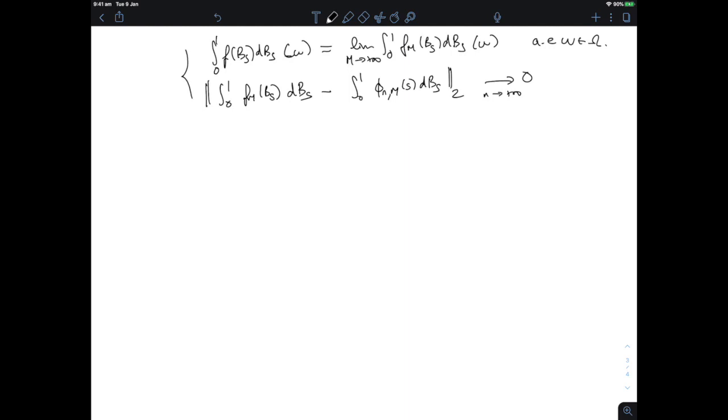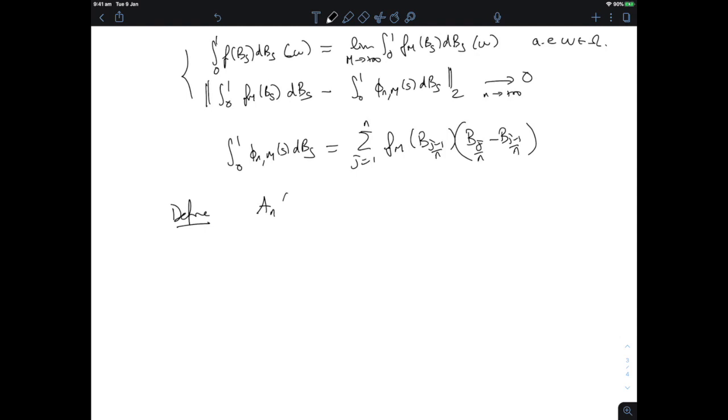These are the two things we've proven, and that takes us very close to computing our integral of f of B_s dB_s, because the integral of phi_n^M of s dB_s, we know exactly what it is. We know that this is the sum j equal 1 to n of capital F_M of B_{(j-1)/n} times B_{j/n} minus B_{(j-1)/n}. So this is almost what we want, except we've got capital F_M instead of f_M. But at the moment our limit is taken in L2 norm, and we're going to downgrade that to a limit in probability.